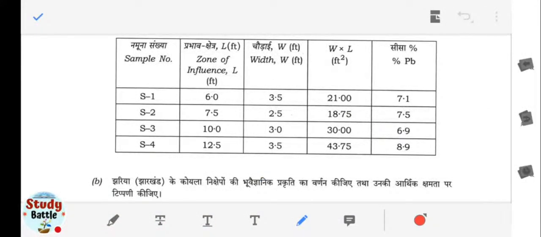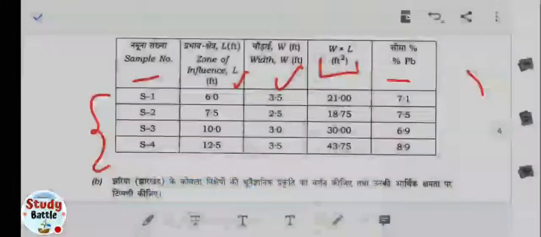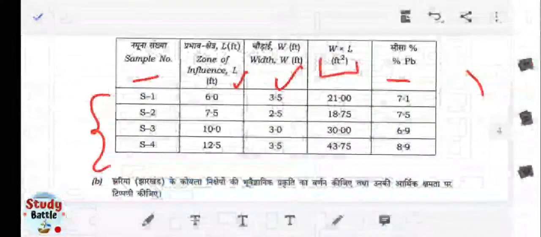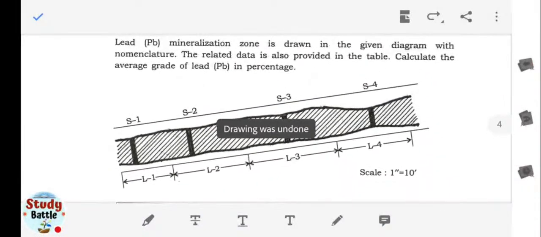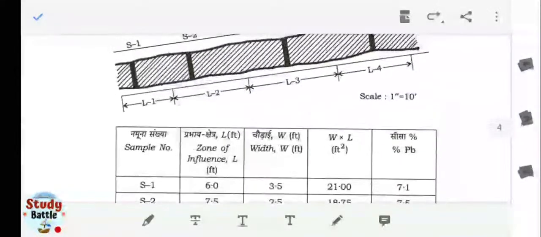Okay, four samples have been given, and their zone of influence, width, and width into length square have been given in feet square, as well as the percentage. For all the four samples the data has been given, and you have to tell about the average grade of lead in percentage. Okay, so this is a numerical here.